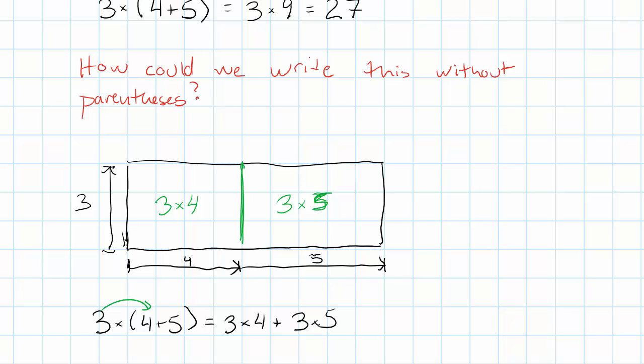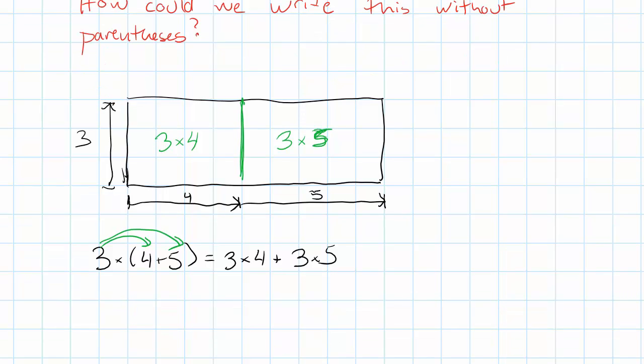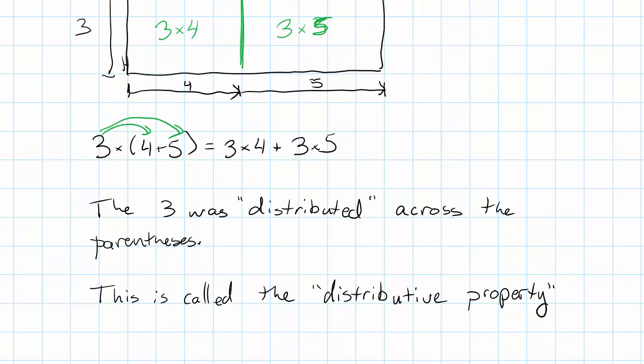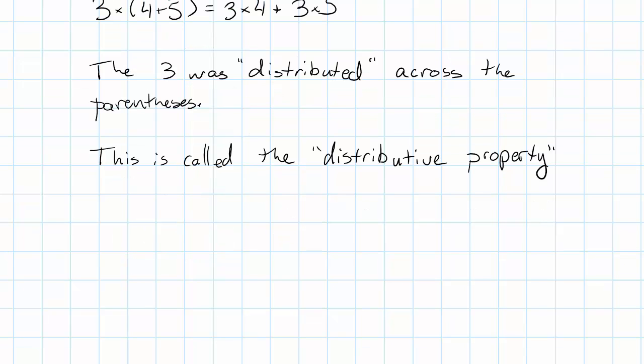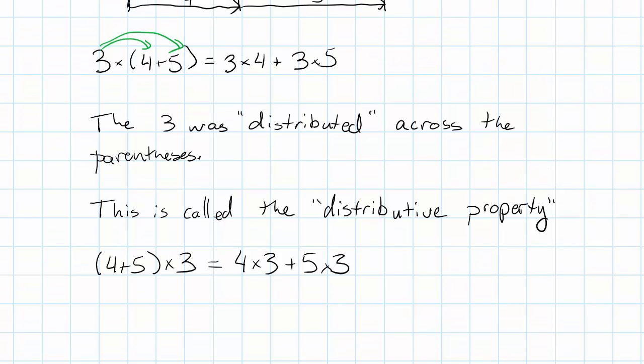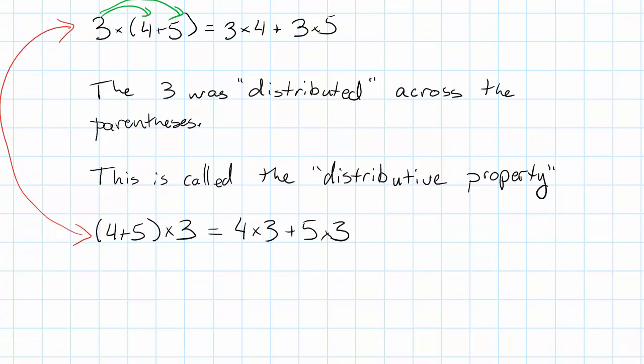Notice what happened here. The 3 was what we call distributed across the parentheses. This is called the distributive property. And the distributive property applies when multiplication and addition are mixed in this specific way. Now, the distributive property works no matter which side the multiplication is on. And that's easy to see because multiplication is commutative. We could get either one of these statements from the other just by swapping orders around.